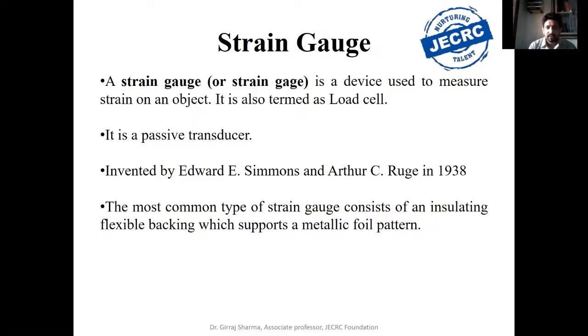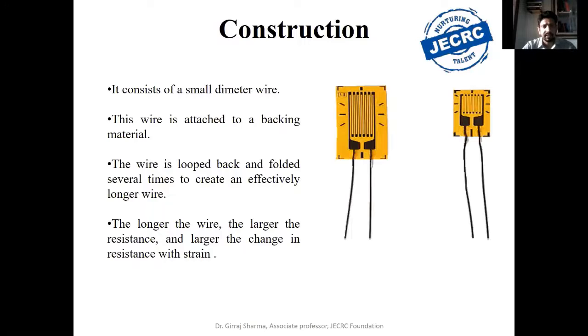The most common type of strain gauge is the wire strain gauge, which has an insulating flexible backing supported by a metallic foil pattern. Now let us see the typical construction of a strain gauge. This is an example of a wire strain gauge, which consists of a small diameter wire. The diameter is very small. This wire is attached to a backing material, generally made of plastic or bakelite. This wire is looped back and folded several times to create an effectively longer wire.